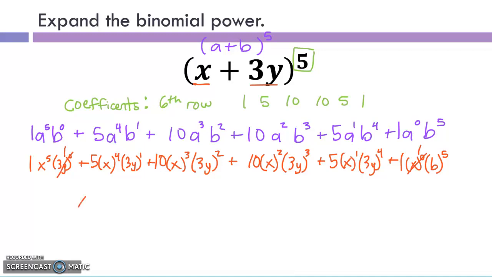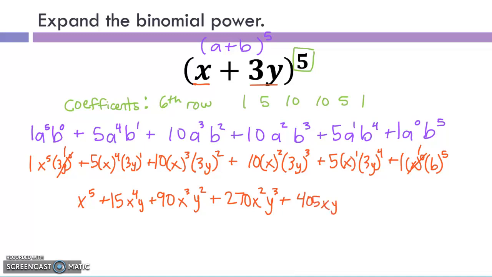So I will get x to the 5th plus 15 x to the 4th y plus 90 x cubed y squared plus 270 x squared y cubed plus 405 x y to the 4th plus 243 y to the 5th.